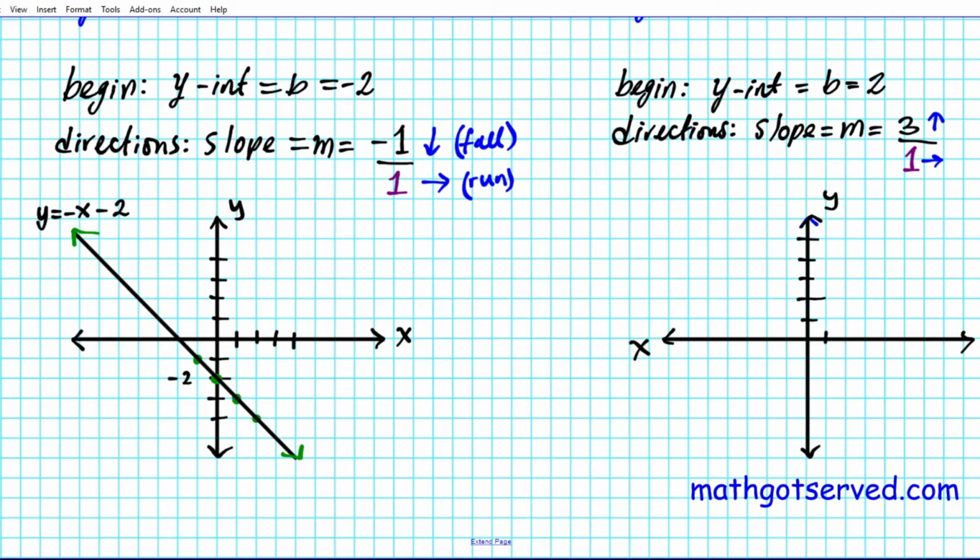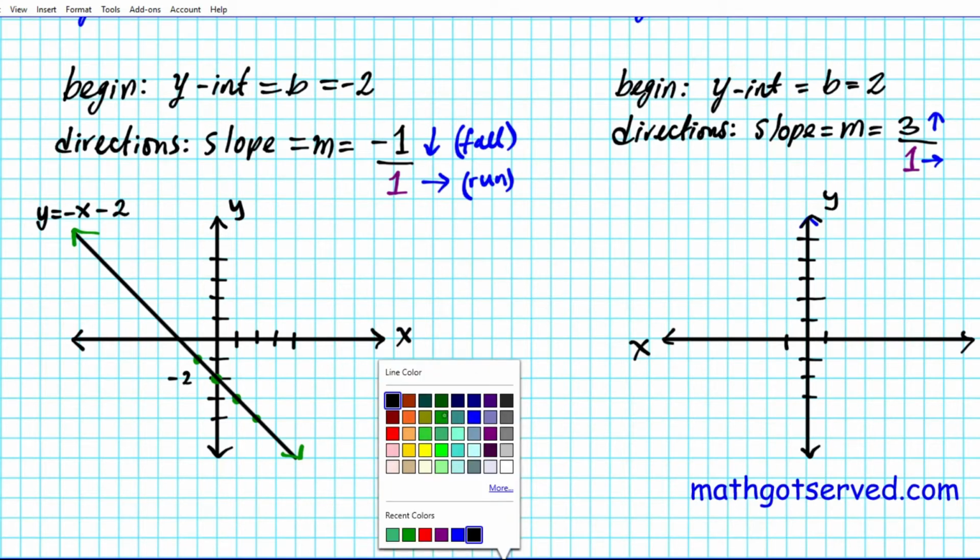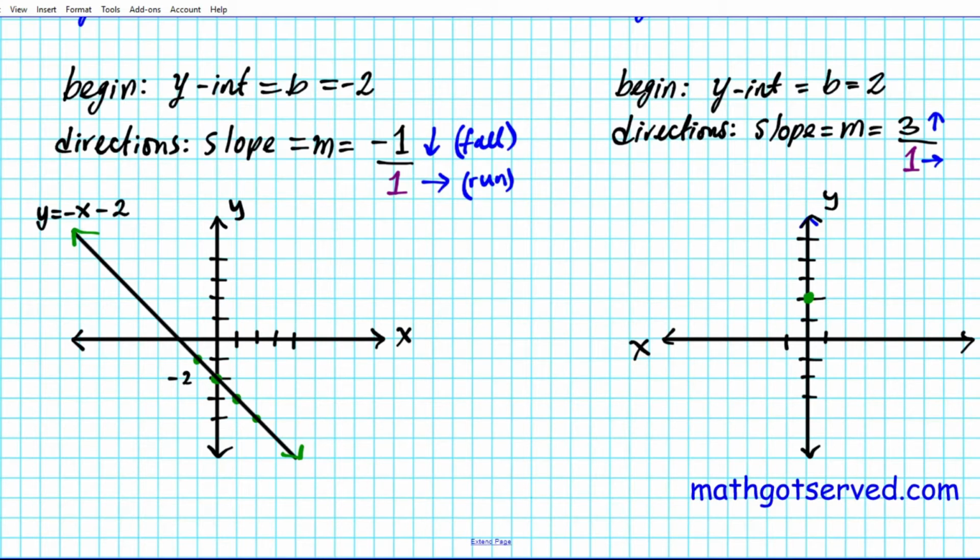And then what are we going to do from there? From our y-intercept, let's graph it first. Our y-intercept is 2 on the y-axis. That's where you begin. So from there, you're going to find the second point. You're going to rise 3, 1, 2, 3, and go over 1. Bam. All right. Can you find another point that's collinear with these two using the slope?